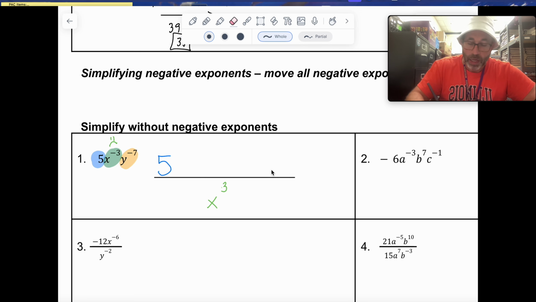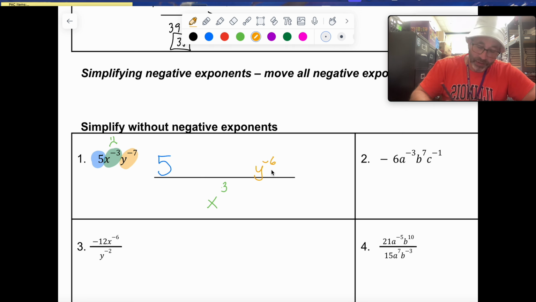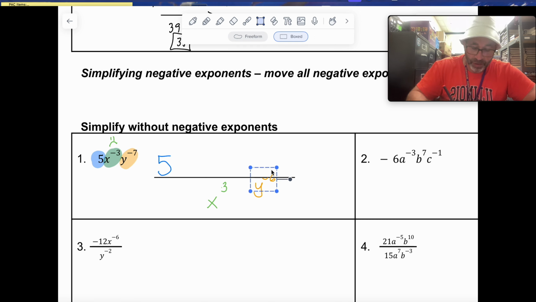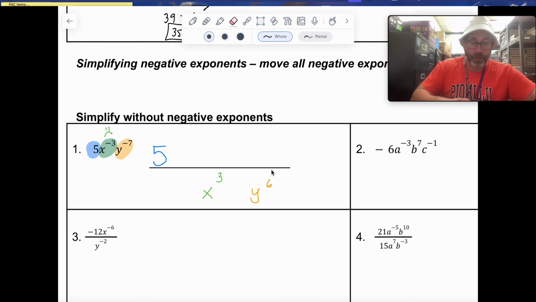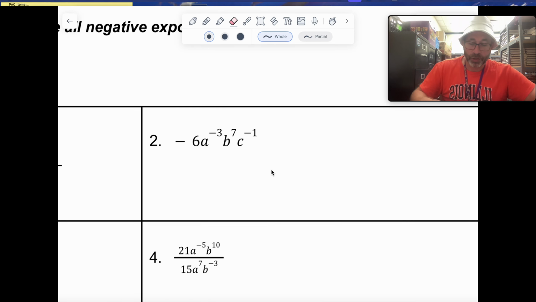Okay? When we look at the last one, the y to the negative 7, it is not happy. So again, we take it and move it to the other classroom, and when it moves, it becomes happy. That's it. There's nothing else to simplify here, so we're done with that problem. Okay? Take a look at number 2.